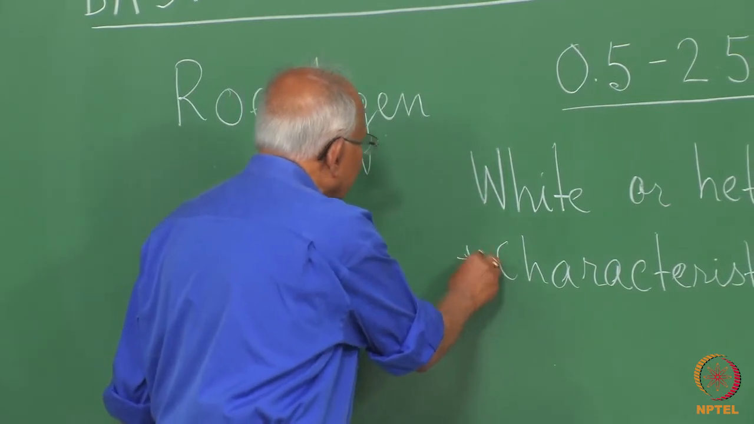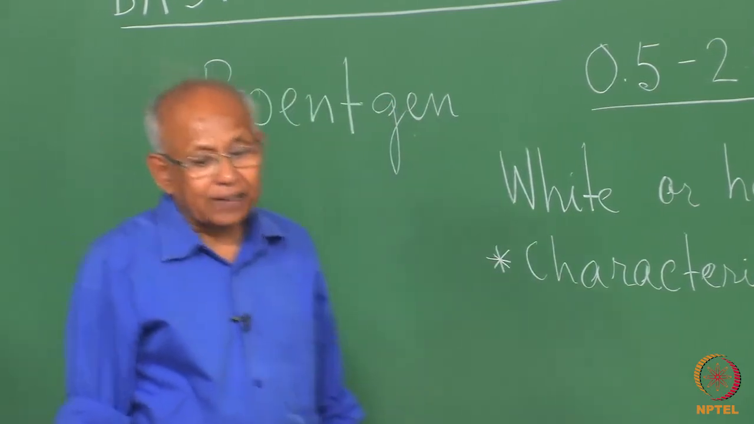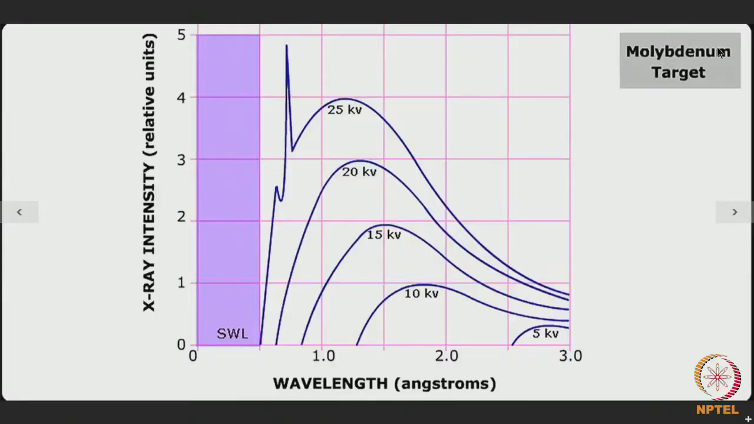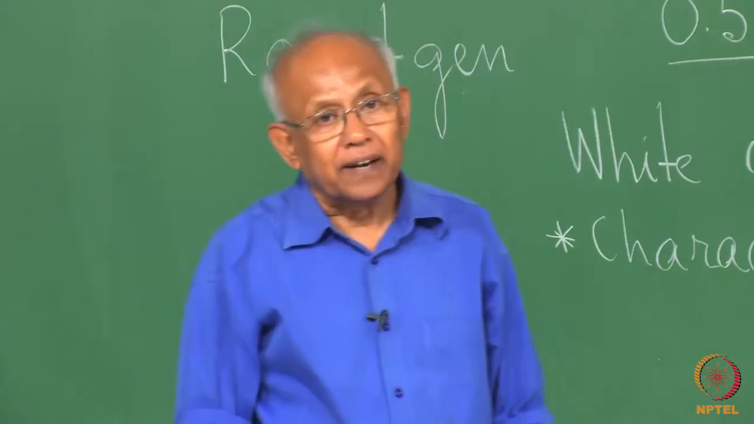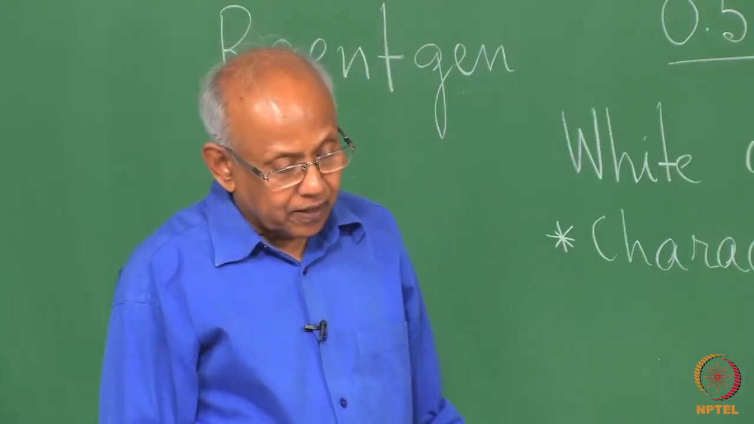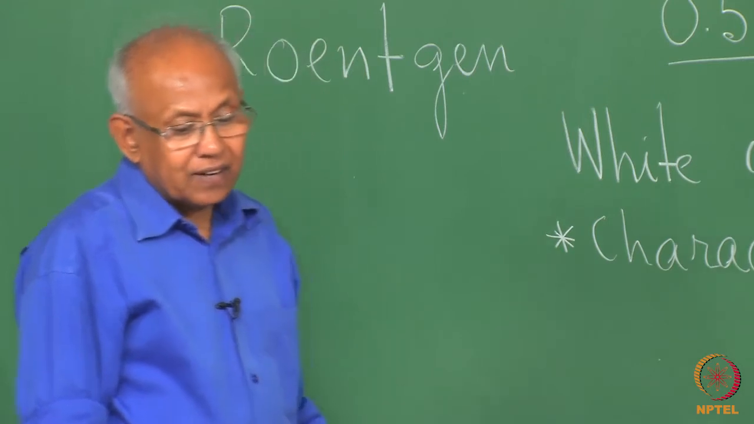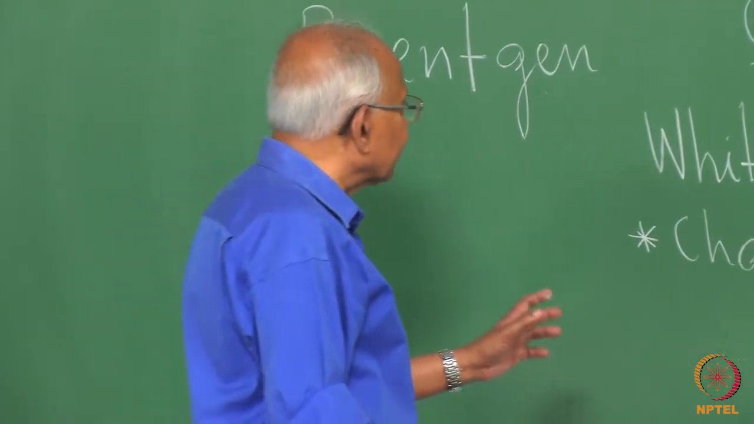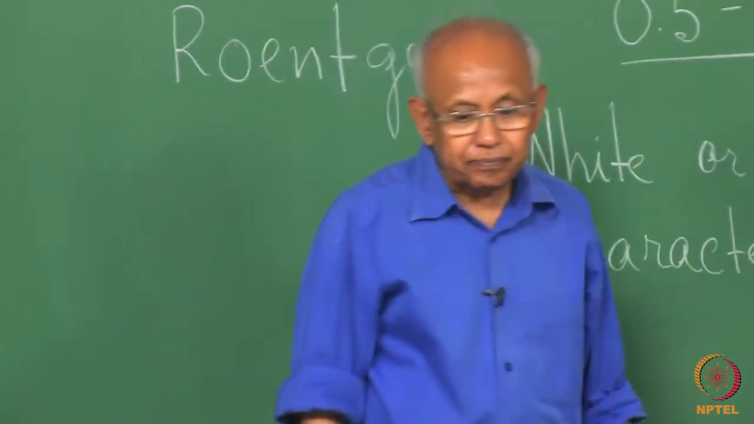What is it characteristic of? It is characteristic of the target that has been used. So, if you use a molybdenum target, the characteristic radiation starts coming at say 25 kV and more. For some other target, the characteristic radiation will appear at a different voltage. So, that is why the characteristic radiation is very much dependent on the target material. It is a characteristic of the target material.